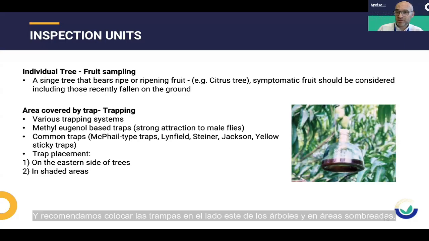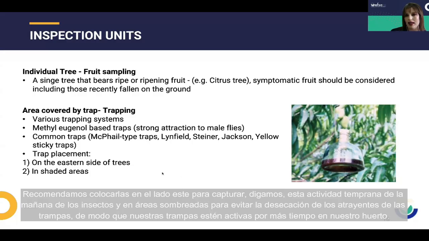Okay, that's quite specific. So why is that trap placement important? Actually, we recommend placing them on the eastern side in order to catch the early morning activity of the insects, and in shaded areas in order to prevent the desiccation of the lures from the traps. So our traps will be active for a longer time in our orchard.